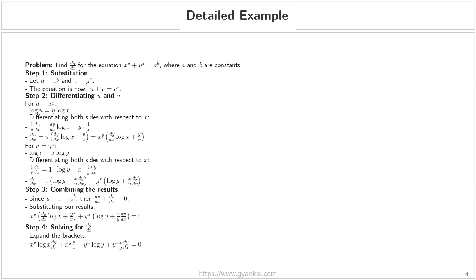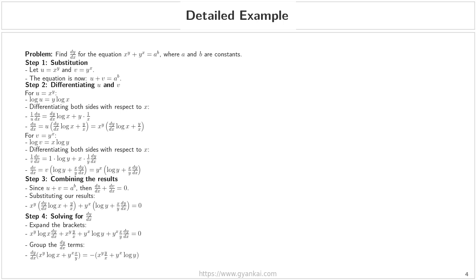Finally, we reach step 4, solving for the derivative of y with respect to x first. We expand the brackets to separate the terms. This gives us x to the power of y times log x times dy dx, plus x to the power of y times y over x, plus y to the power of x times log y, plus y to the power of x times x over y times dy dx, equals 0.